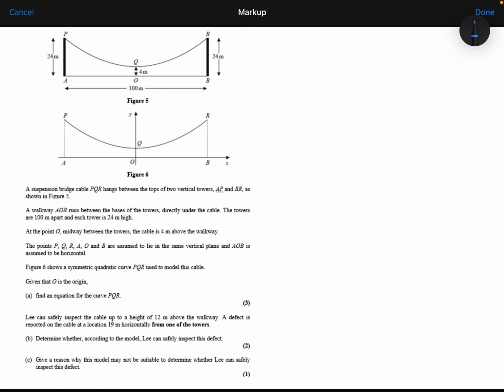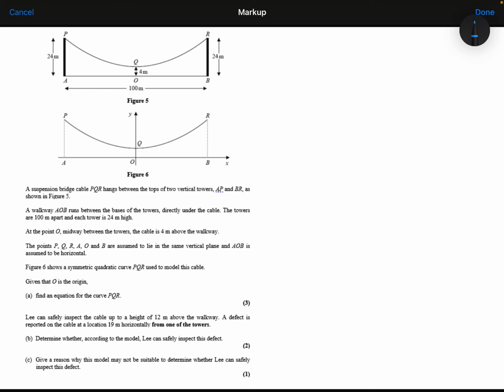A suspension bridge cable PQR hangs between the tops of two vertical towers AP and BR as shown in figure 5. A walkway AOB between the bases of the towers directly under the cable. The towers are 100 metres apart and each tower is 24 metres high. At point O, midway between the towers, the cable is 4 metres above the walkway.